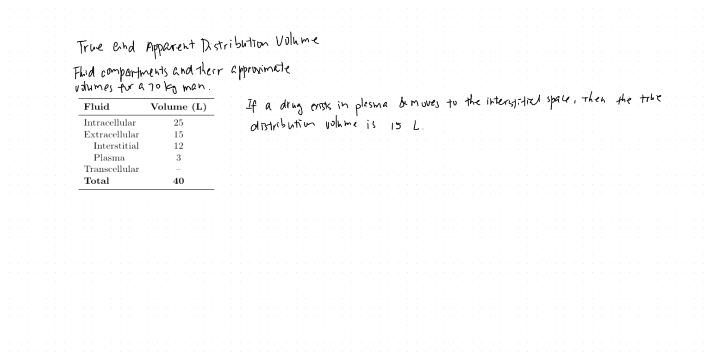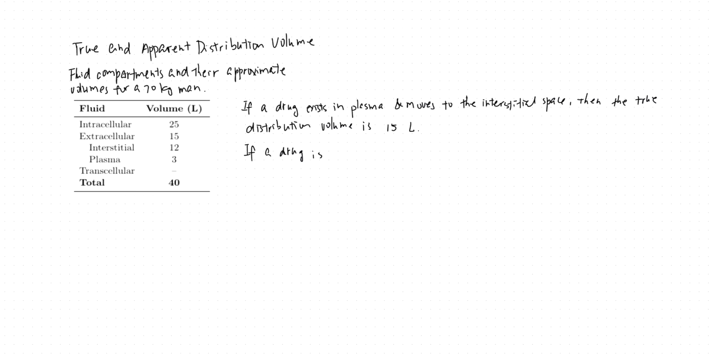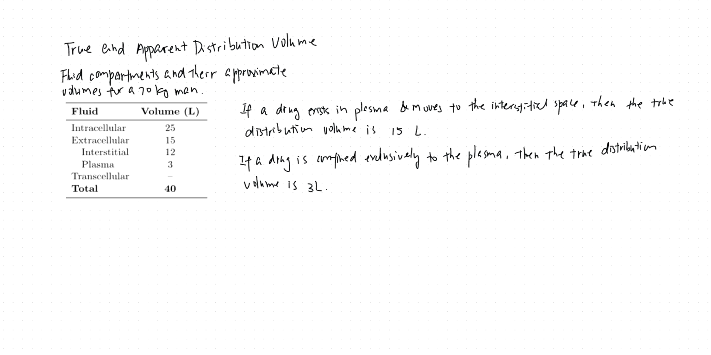So if a drug is confined exclusively to the plasma, then the true distribution volume is 3 liters. Now you get an idea of what true distribution means.